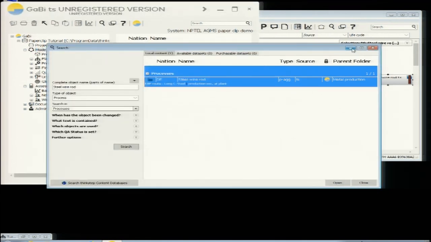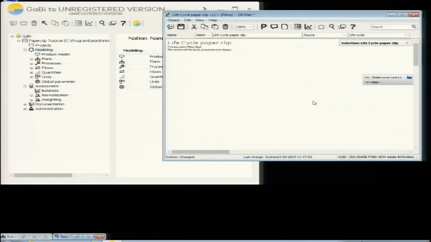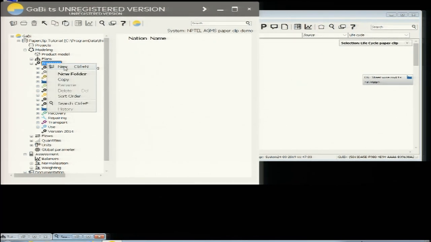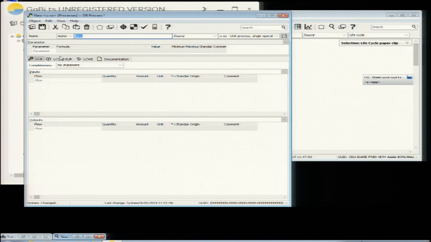Now, this process is added. Next, I need to add a process that is bending. The bending process is not there in the database, so I can make a new process. I will just go to process, right click submenu, and single click on new. Now it has opened an option for adding new processes. For this new process I will put bending, or wire bending.